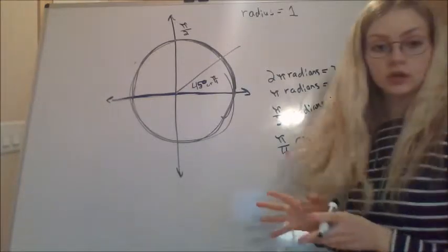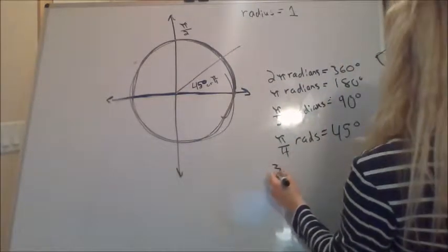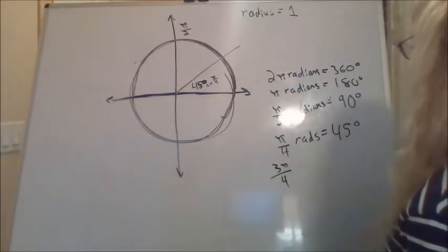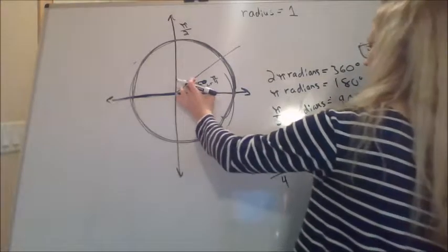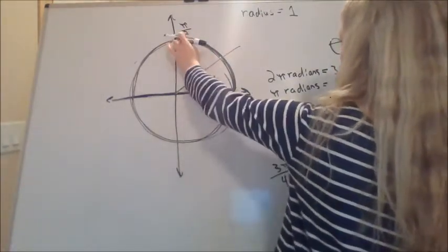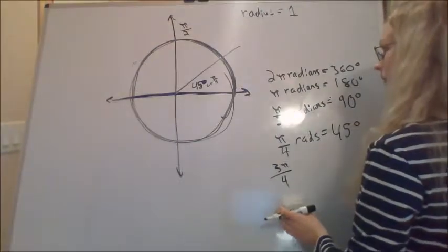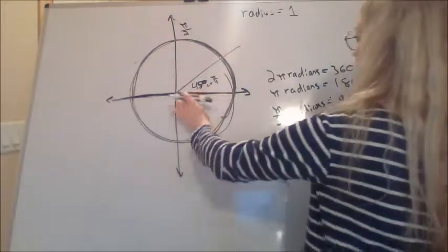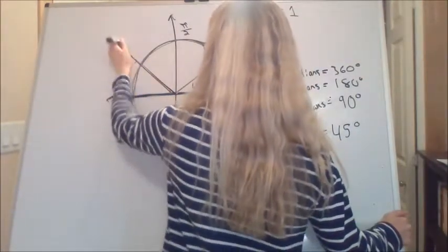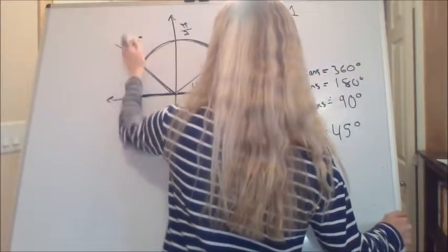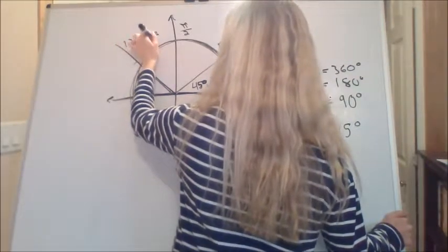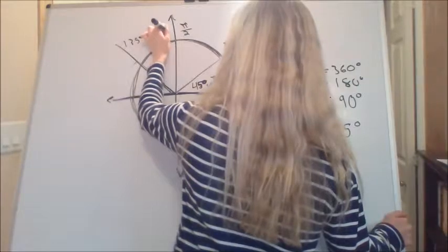Now let's try a trickier angle. Let's try 3 pi over 4. What is 3 pi over 4 going to be? Well, if we think about it, if this is pi over 4 and this is pi over 2, then pi over 4 plus pi over 2 is going to equal 3 pi over 4. And since this is 45 degrees and this is 90 degrees, we know that this 135 degrees is going to be 3 pi over 4 radians.